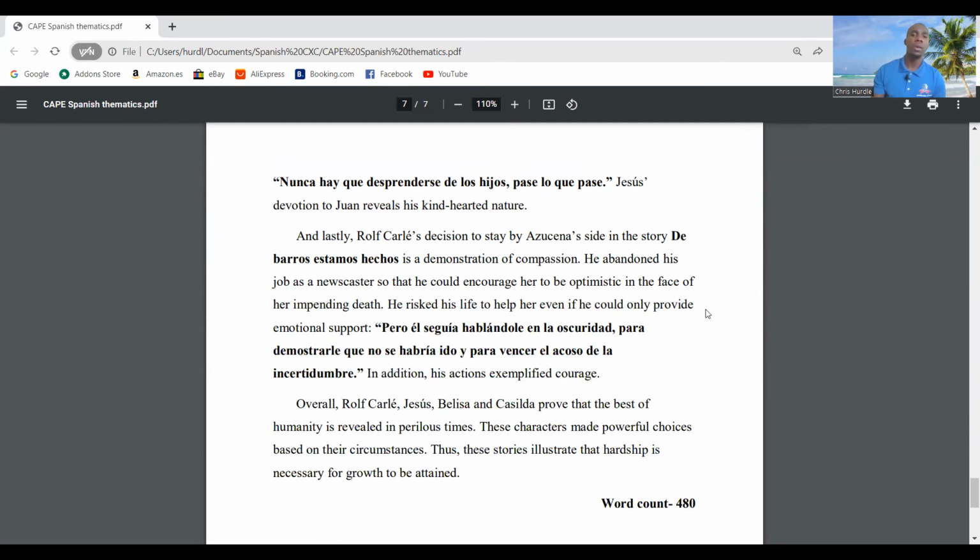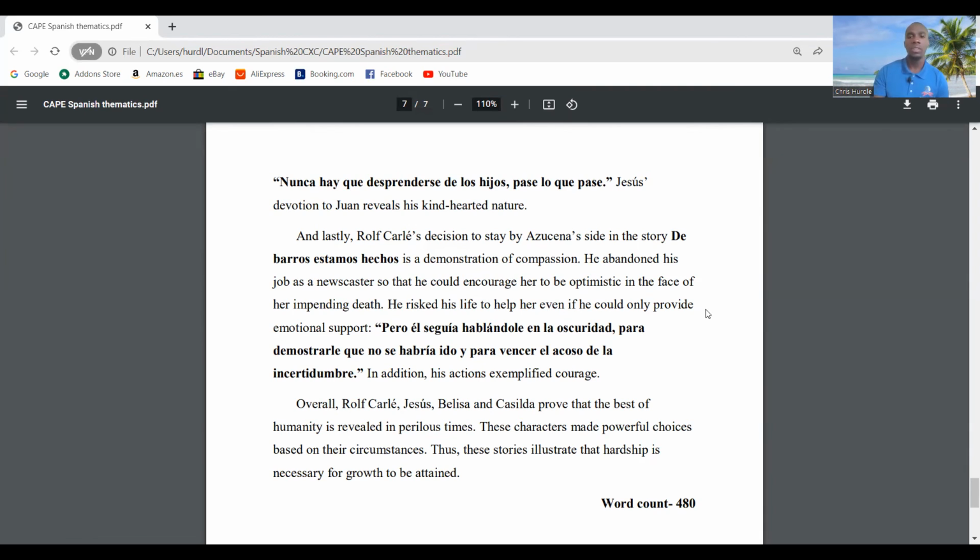And lastly, Ralph Carles' decision to stay by Azucena's side in the story De Barros Estamos Hechos is a demonstration of compassion. He abandoned his job as a newscaster so that he could encourage her to be optimistic in the face of her impending death. He risked his life to help her, even if he could only provide emotional support. Pero él seguía hablándole en la oscuridad para demostrarle que no se habría ido y para vencer el acoso de la incertidumbre. In addition, his actions exemplified courage.